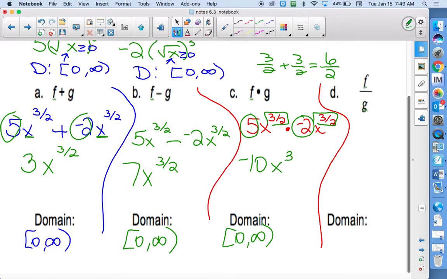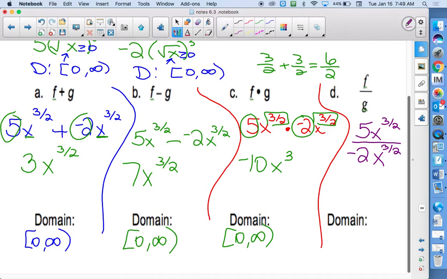And then the last one says take f of x and divide it by g of x. So f of x is 5x to the 3 halves, g of x is negative 2x to the 3 halves. Emma, what's that answer become? 10x, because you put negative 2x in the... Does the negative, is it as an exponent?